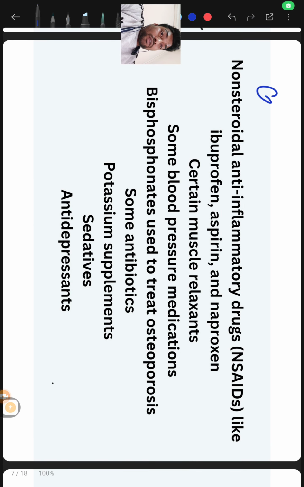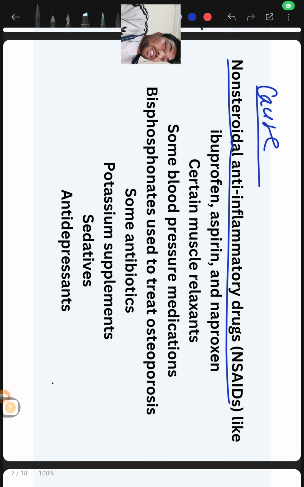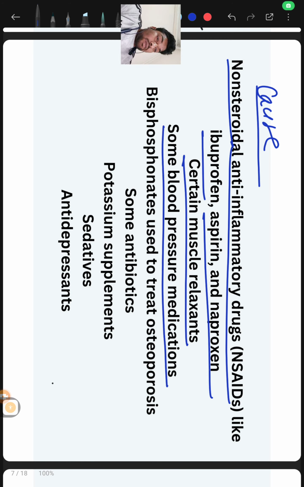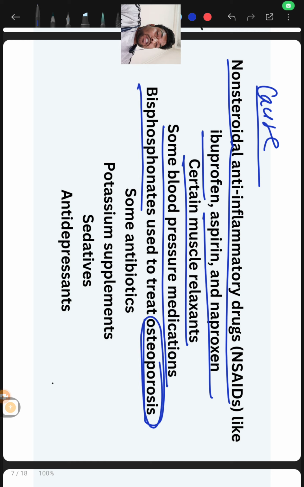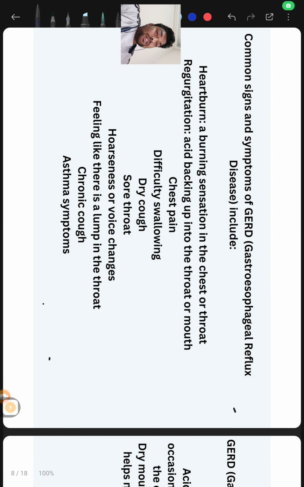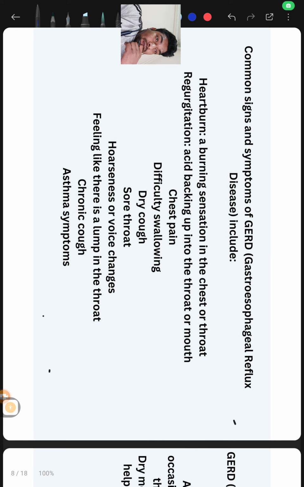Okay, now there are a few more causes, that is non-steroidal anti-inflammatory drugs like ibuprofen, aspirin, naproxen, some muscle relaxant drugs, similarly blood pressure medications, and the drugs that are used in osteoporosis, that is bisphosphonates, are a cause for GERD. Now some antibiotics, potassium sulfate, sedatives, and antidepressants also lead to GERD. Their prolonged usage causes GERD.